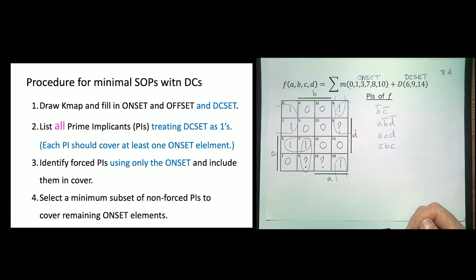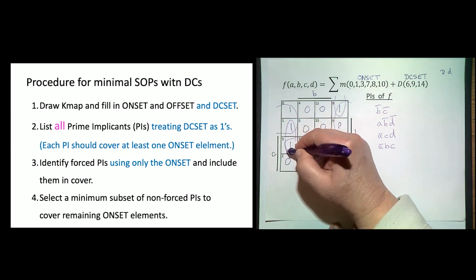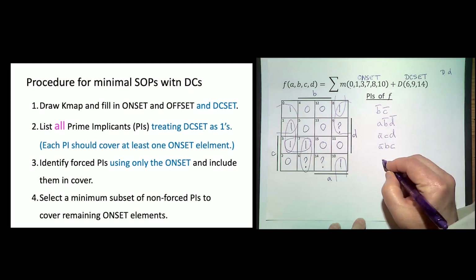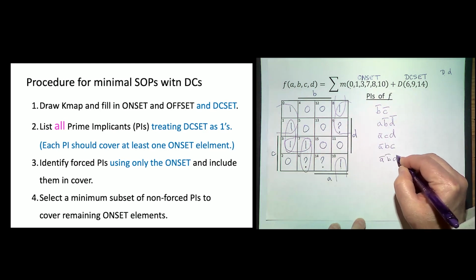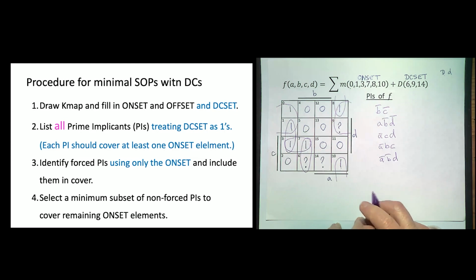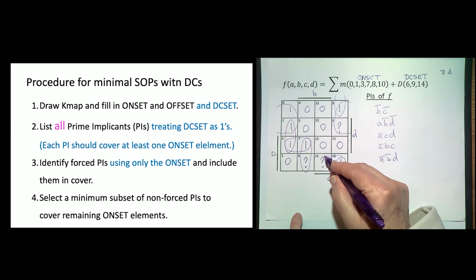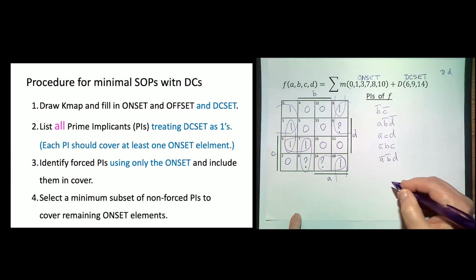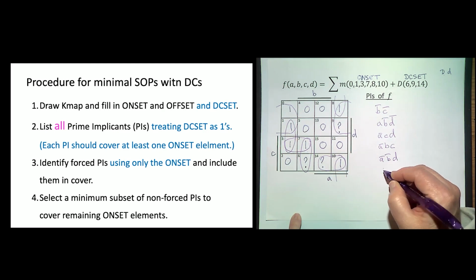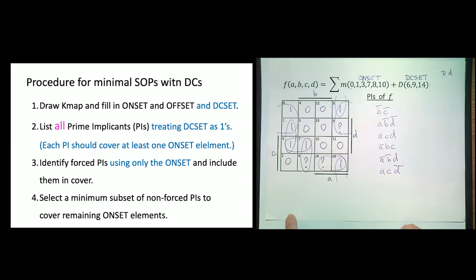Okay, anything else here? 1 and 3, which is A bar, B bar, D. Okay. Any others? No. 10, 14. Oh, that's a good catch. Yes, that one. And that is D bar. Okay. Any others? Yeah. 6 and 14.